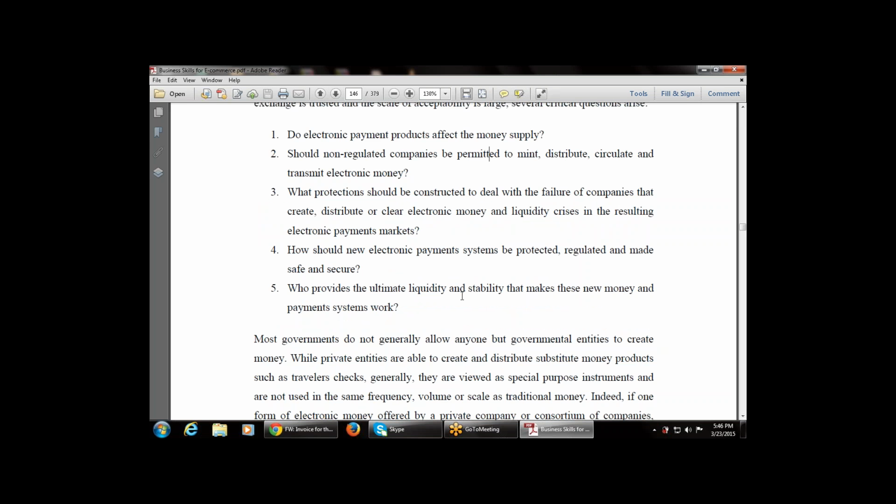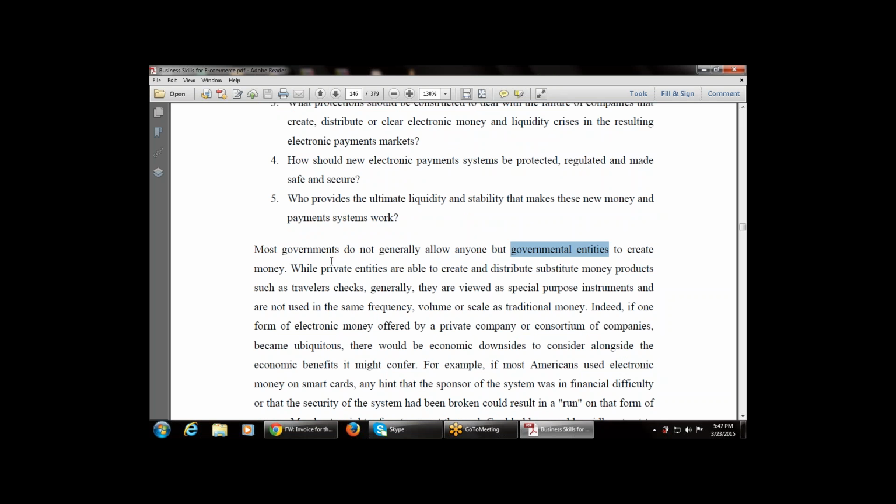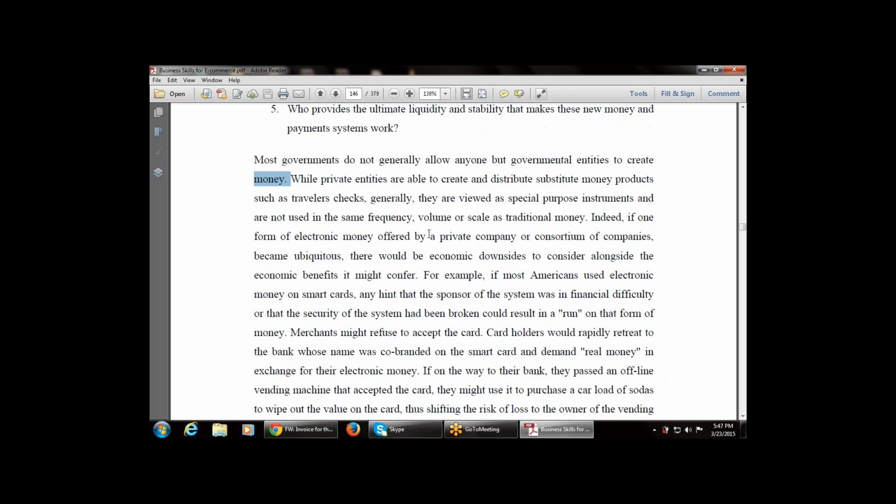So these are the various questions. How is the e-payment system secure, protected and used in a safe and secure mode? Who provides the ultimate liquidity, that is, who is responsible for the ultimate liquidity that makes this new money and payment system? So these are the various questions whenever I use the e-payment system. Most governments do not generally allow anyone but government entities to create money.